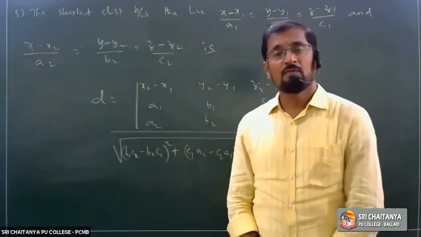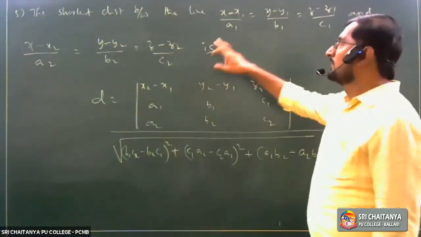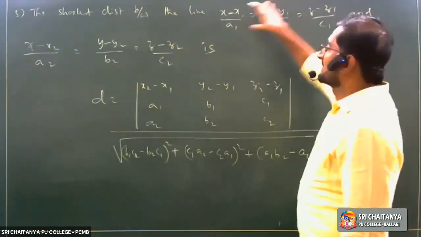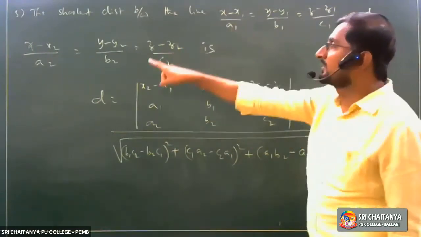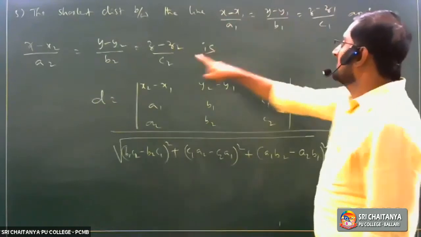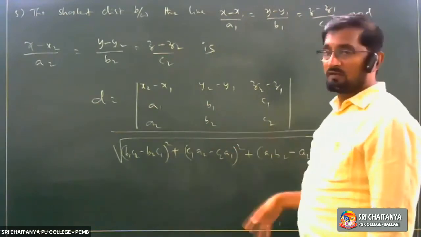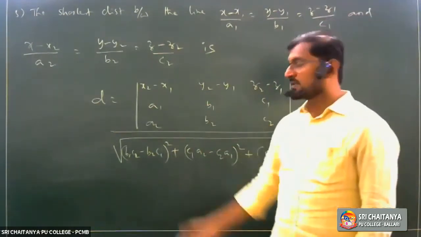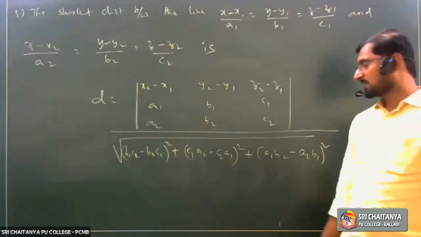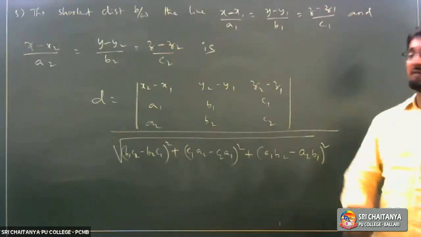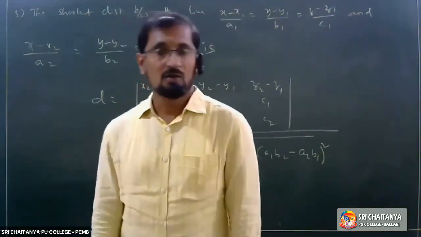What is the Cartesian form of a line? This one and this one. These two are skew lines. So the shortest distance between this line and this line is given by D equals the determinant of x2 minus x1, y2 minus y1, z2 minus z1, a1 b1 c1, a2 b2 c2, upon the root of (b1 c2 minus b2 c1) whole square plus (c1 a2 minus c2 a1) whole square plus (a1 b2 minus a2 b1) whole square. These are the 5 points which you should remember in the line concept on skew lines.